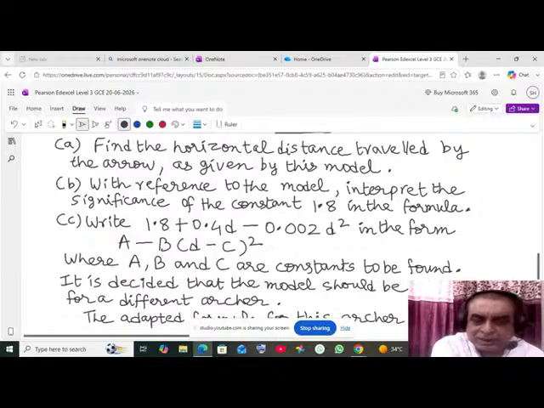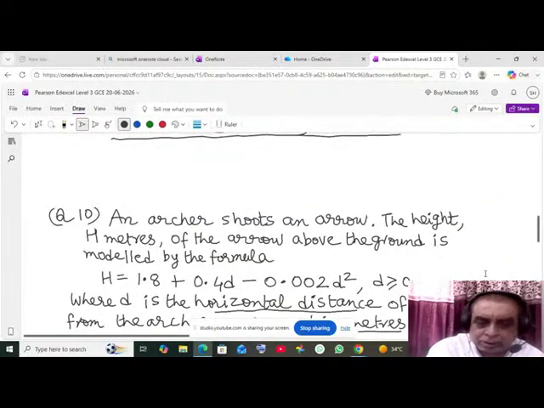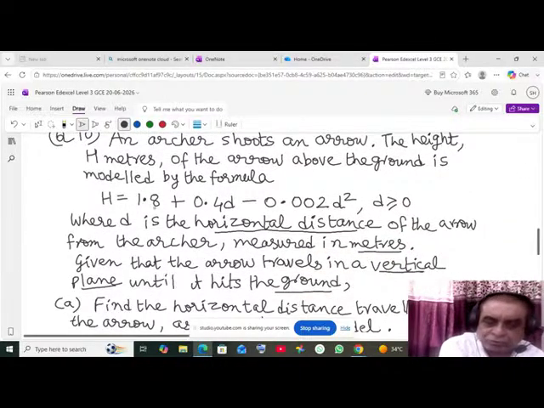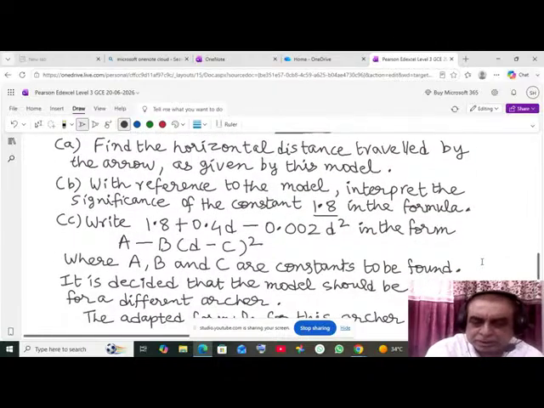And in B, we are asked, with reference to the model, interpret the significance of the constant 1.8 in this formula. So in the formula, we are given a constant number 1.8. It asks what is the significance of this constant number 1.8. That is part B.